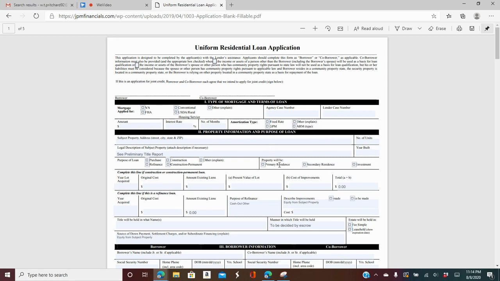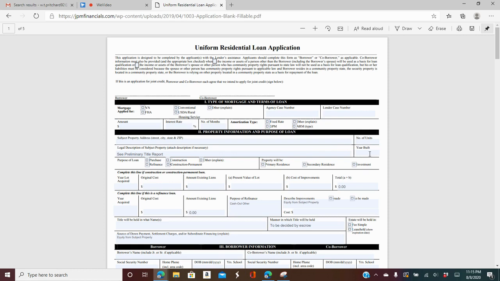Here it says property will be primary residence, secondary residence, or investment property. Some people will have a house in the city, a beach house, and they might also have an investment property. There are times where a loan officer may put something in as a secondary residence when indeed it is an investment property.